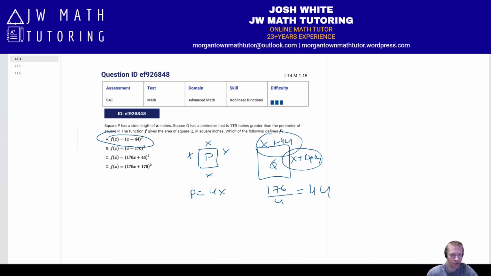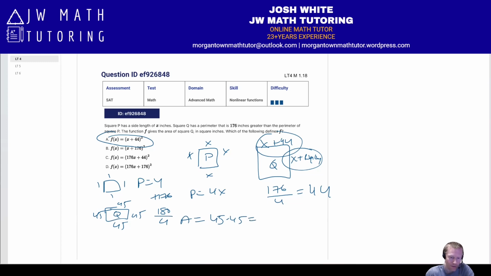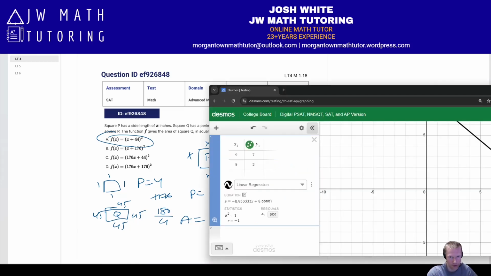Now, just so you know, you technically could also do picking numbers for this. You could say that square p has sides 1, 1, 1, 1, so the perimeter of this is 4. The perimeter of q is 176 greater, so you add 176 and you get 180, right? Then you divide 180 by 4. Therefore, each side has to be 45. Therefore, the area of q is 45 times 45. What is 45 times 45? I think it should be 2025, but let's go to Desmos to confirm.